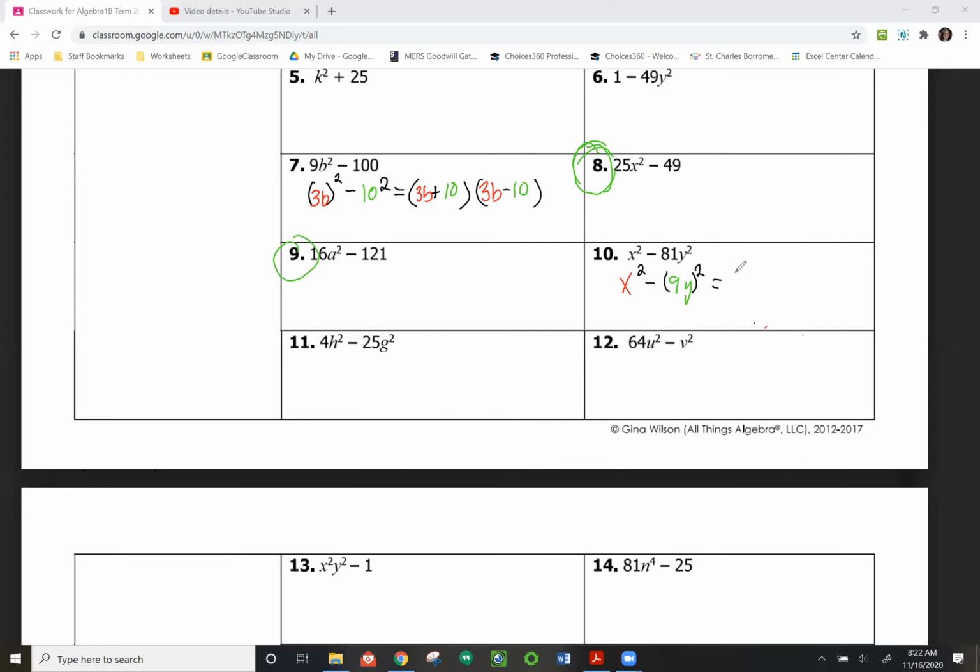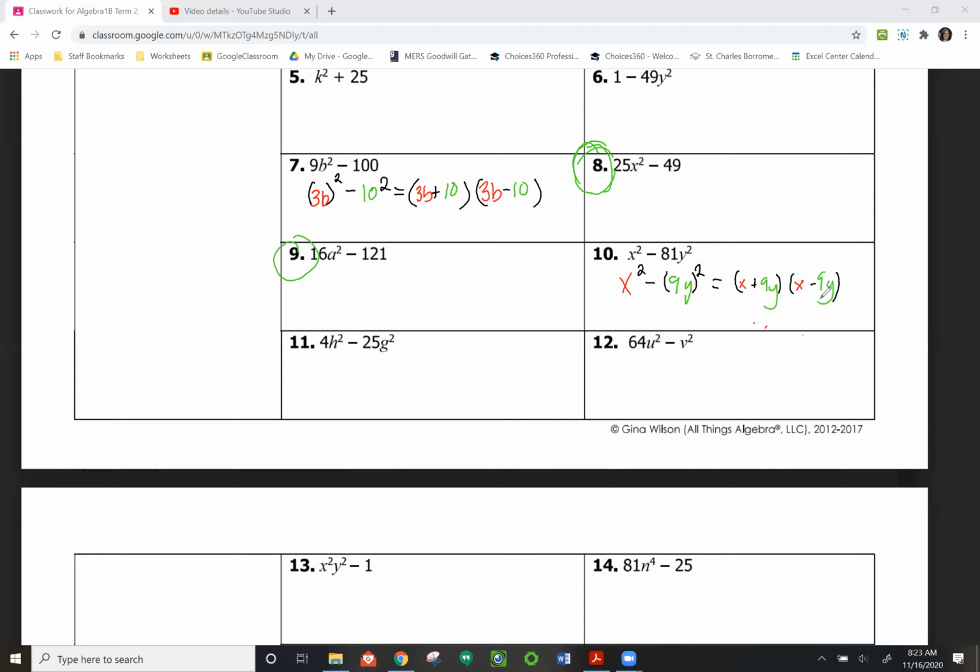So now you have two terms being subtracted and they're both squares, so you can factor using the difference of squares. One has a plus, one has a minus, and then I just fill in from there. I have x plus 9y times the quantity x minus 9y.